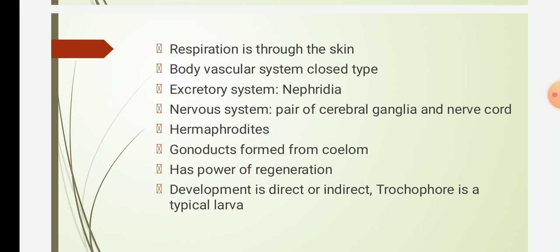The next point is excretion. Excretion is by segmentally arranged nephridia, which usually communicate from the coelom to the exterior. Then the next point is the nervous system. The nervous system has a pair of cerebral ganglia, that is, the brain, and double nerve cords having segmentally arranged ganglia, giving rise to the ventral nerve cord.